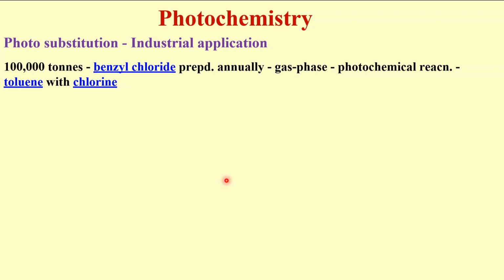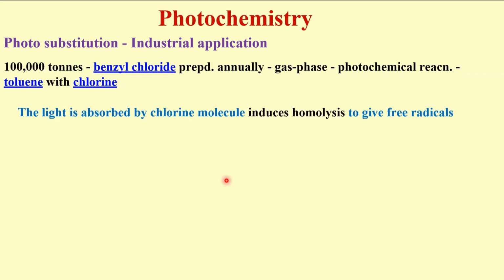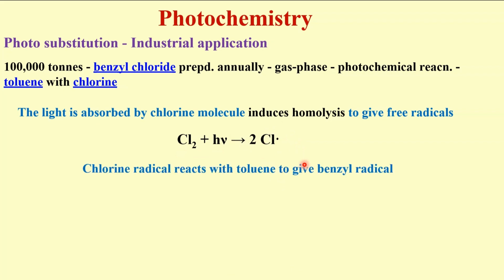One lakh tons of benzyl chloride is prepared annually by the gaseous phase photochemical reaction of toluene with chlorine. The light is absorbed by the chlorine molecule, which induces homolysis to give rise to free radicals. Chlorine absorbs UV light and gives rise to chlorine radical, and the chlorine radical which is formed reacts with toluene.